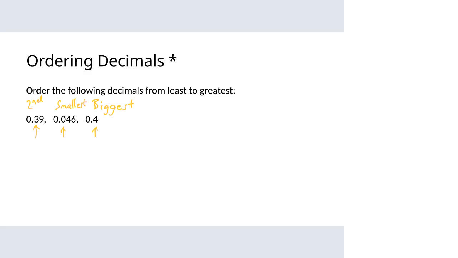If they happen to be tied in the tenths place, then you just move over and look at the hundredths place. For example, if we had 0.44 and 0.41, we could say, well, they're tied in the tenths place, but this one's bigger in the hundredths place, so this would be the bigger of those two numbers. And that's a perfectly reasonable way to go.